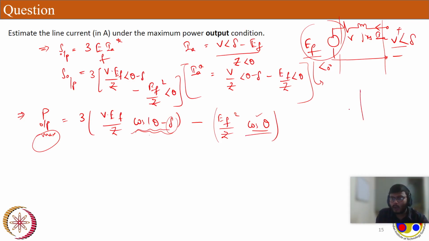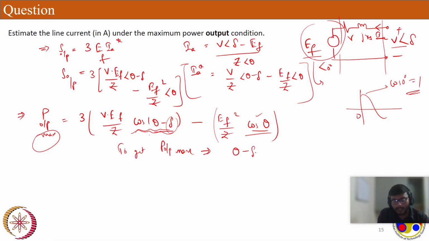So when is the cos term maximum? At 0 degrees, cos 0 is equal to 1. Now theta minus delta. So to get P output maximum, theta minus delta is equal to 0. That means theta is equal to delta. Right? This is the condition.